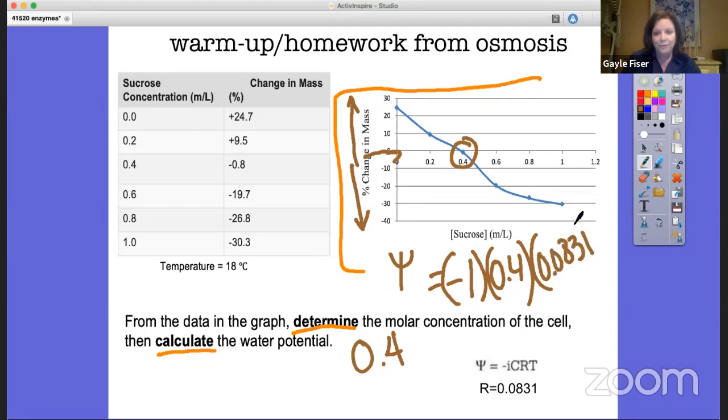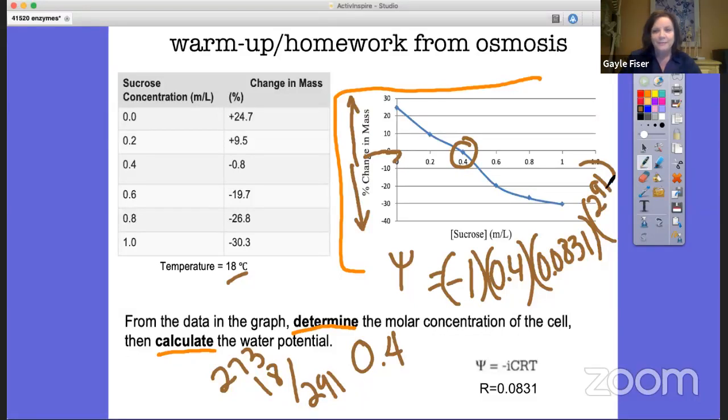I'm running out of room. And then our temperature. So what's our temperature? If this is Miss Kate's classroom, her classroom must be very cold, because mine runs about 22, and everybody's always freezing. So how are we going to get this? We're going to go 273 plus 18, which was 291. Okay, so now do the math, and let's see what we come up with.